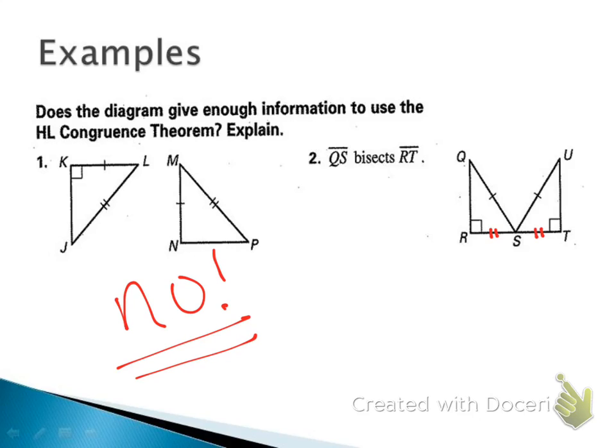So now, are they right triangles? Yes. Do they have congruent hypotenuses? Yes. That's these guys right here. Do they have congruent legs? Yes, that's these guys right here. So can I use HL? Yes. 3 yeses gives you a yes. Wonderful. What questions do you guys have on this?